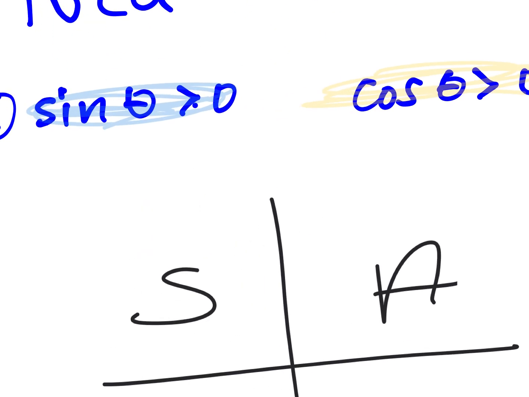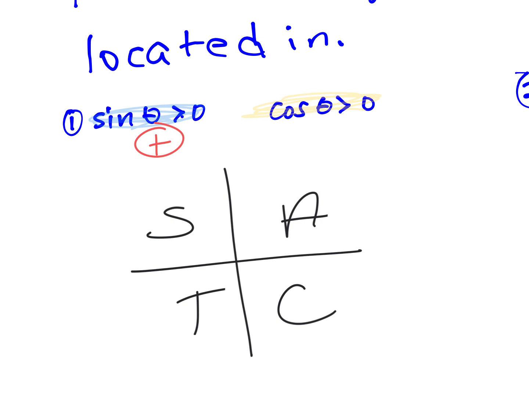So this first thing says sine is greater than 0. What does that mean? Is it positive or negative? Positive. So let's look at our All Students Take Calculus. What two quadrants, it's always going to be 2, what 2 quadrants is sine positive? A and S, correct? First and second. So this angle cannot be in the 3rd quadrant and it cannot be in the 4th quadrant.